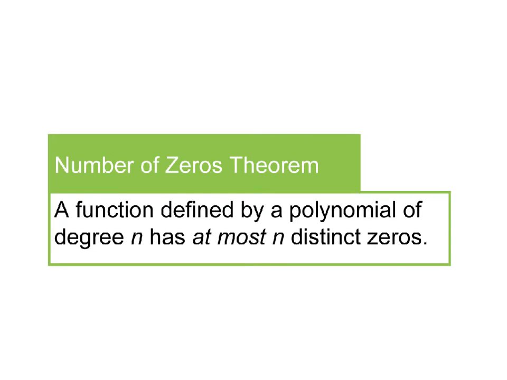Okay, well, I kind of already showed you this. The number of zeros theorem: a function defined by a polynomial of degree n has at most n distinct zeros. So that's what I was stating before in the fundamental theorem of algebra. But the fundamental theorem of algebra says that a polynomial of degree 1 or more will have at least 1 or more zeros. And this right here states that if it's degree n, it's going to have no more than n zeros or n factors. Okay.